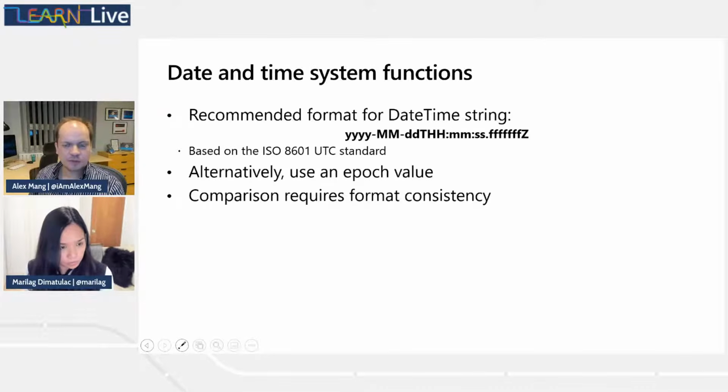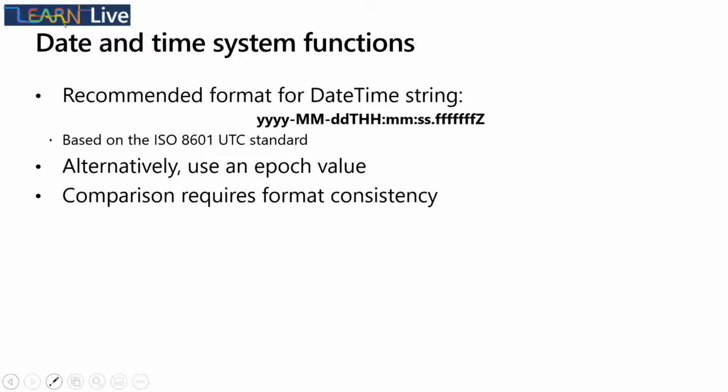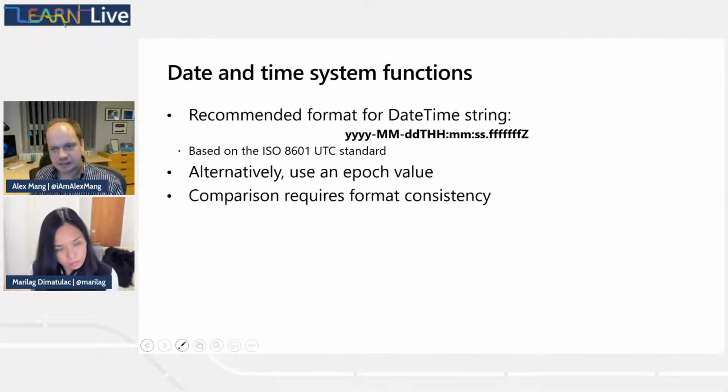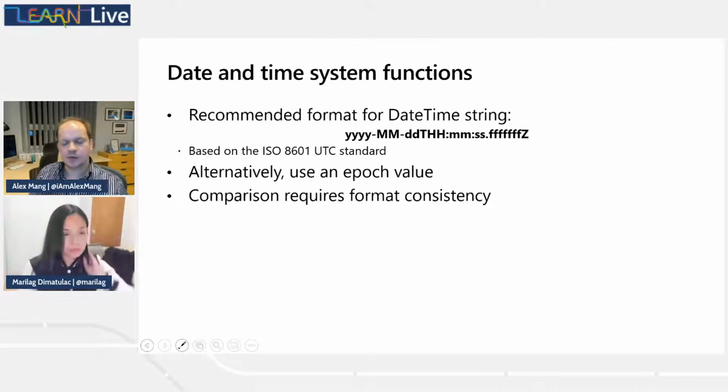One thing for people to remember is that there are two ways in which you can work with date and time system functions. The typical recommended way is to use the ISO 8601 UTC standard. But alternatively, you could also use an epoch value to represent time as a number in either milliseconds or 100 nanosecond ticks. Most of the examples that we're going to show you use the ISO format, but it's also important to remember that you must be consistent when you do, for instance, comparisons. You cannot compare the ISO 8601 standard to an epoch value.